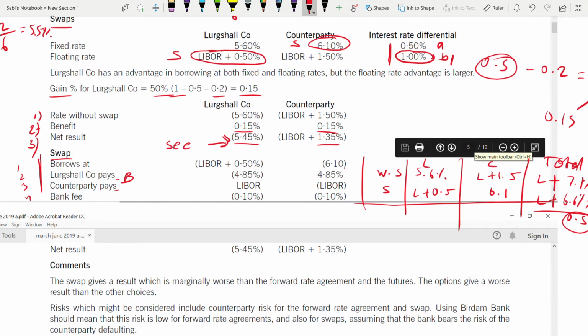Coming to the next, the balancing figure. The fixed rate is always the balancing figure, remember that, but it will be one only for both. If you see the net result of the company has the fixed rate, so from that net result you have to find the balancing figure. How do you do that?